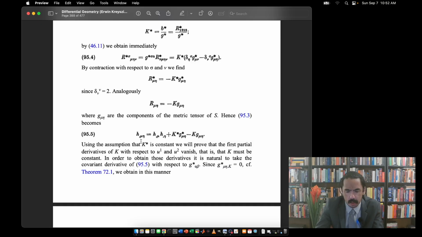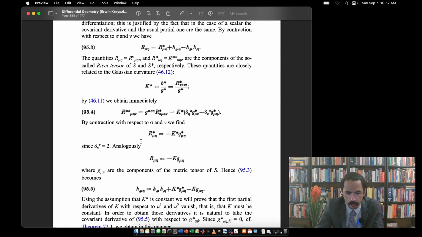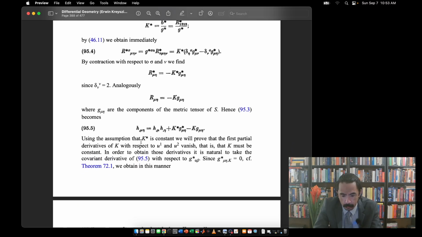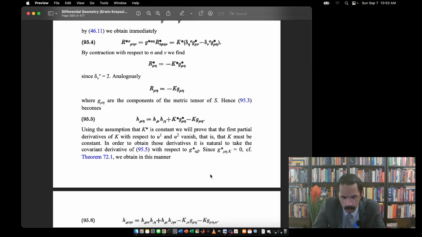Hence, expression 95.3, which I read above, the scalar Ricci curvature tensor, becomes h subscript comma mu eta equals h subscript comma mu times h subscript comma eta plus capital K star times lowercase g star sub mu eta minus capital K times lowercase g sub mu eta. Using the assumption that capital K star is constant, we will prove that the first partial derivatives of K with respect to u1 and u2 vanish. That is, that K must be constant.